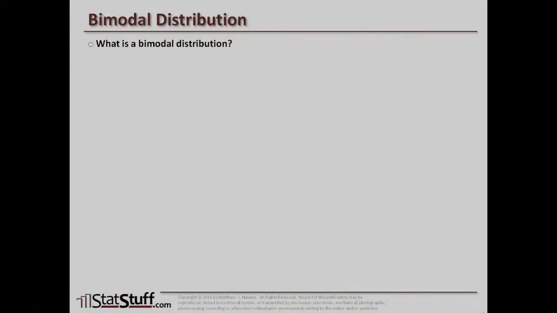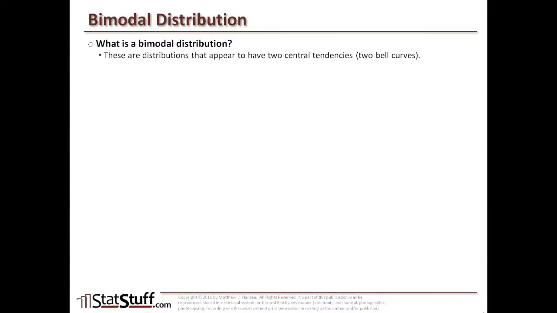It's called a bimodal distribution. Well, a bimodal distribution occurs when it appears that there's two central tendencies, or maybe at least two bell curves that are occurring within data. It is possible to have more than one bell curve, or what's called multimodality, but it's not very common that occurs.